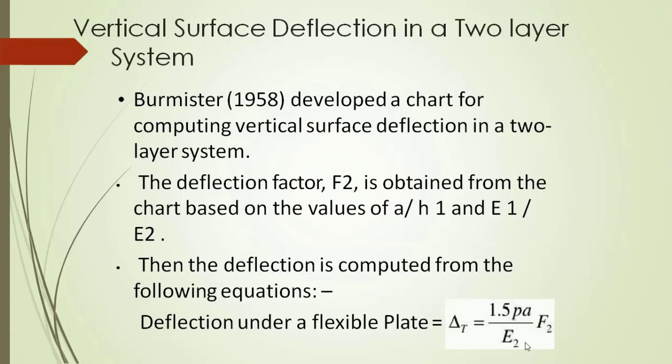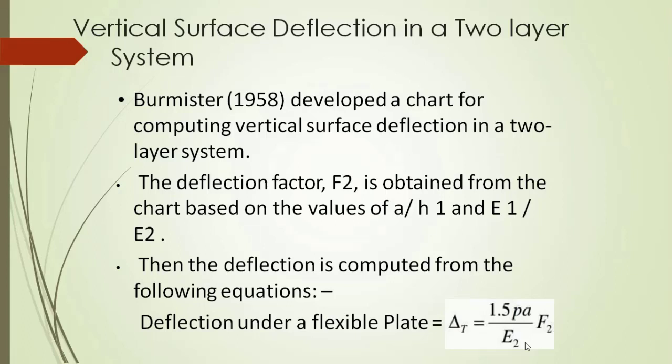So the Burmister approach therefore utilizes the reinforcement action of the pavement layer. The deflection factor F2 is introduced in the two layer system, which depends on ES by EP and H by A. In other terms, ES by EP is nothing but E1 by E2. So the deflection equation given by the Burmister method.